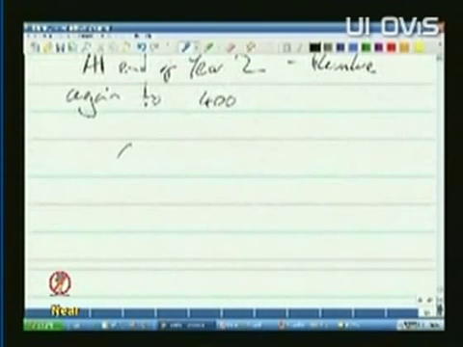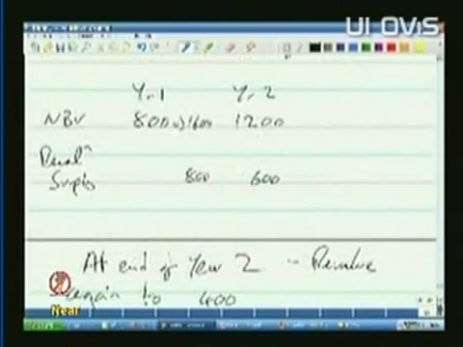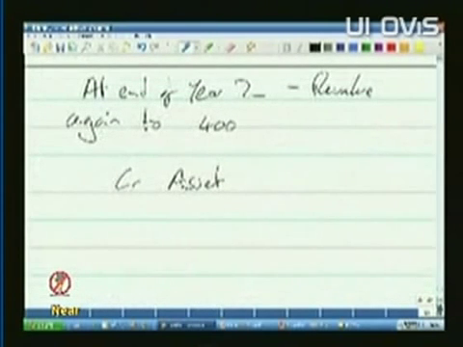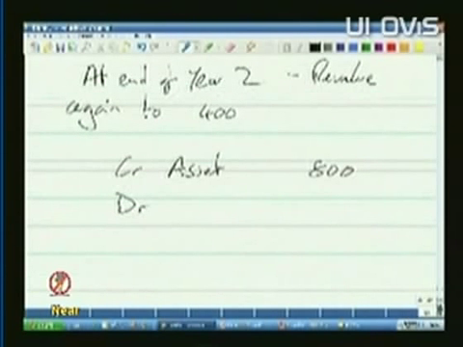So we need to credit the asset. Well, the asset carrying value at the moment is 1200. We need to take it down to 400. So therefore we need to take 800 off the asset. Okay? So, how do we do that? Because we need to debit something. Now, do we debit the revaluation surplus, or do we debit the income statement, or profit or loss?